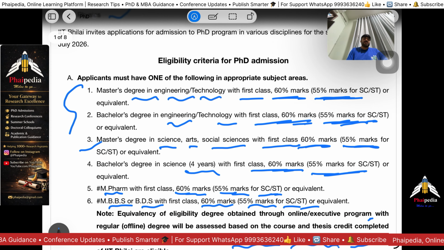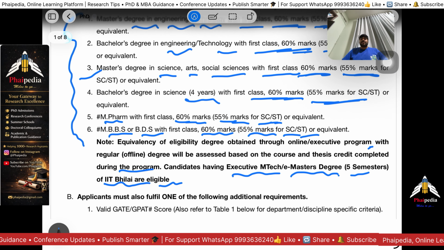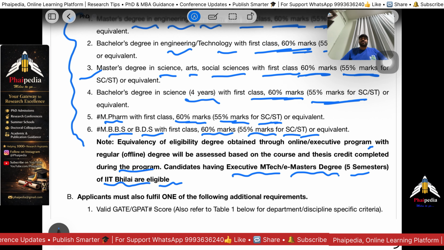So you should have any one of the following. But as I have discussed, there is a difference between the online or executive program and the regular or offline degree program. All the degrees should not be considered equivalent to the offline or regular degree program. So you have to complete proper significant courses, and proper research should be there, so that it can be considered a regular or offline degree or equivalent to this degree, and you can apply to this program.